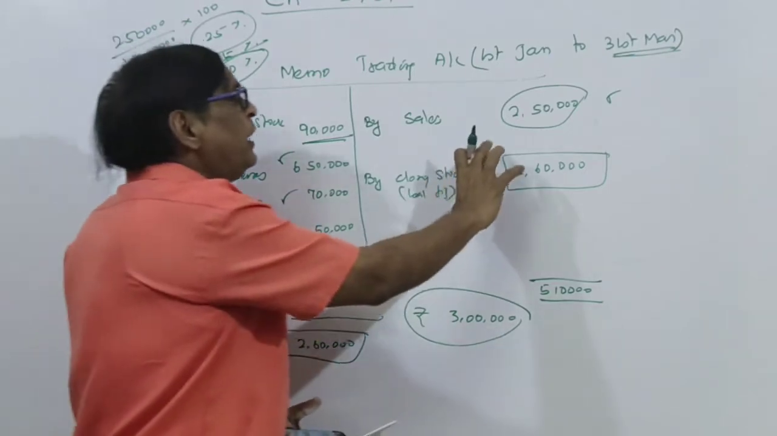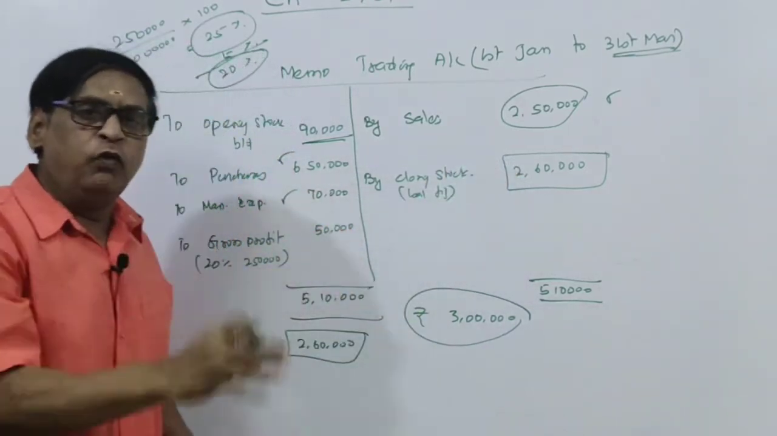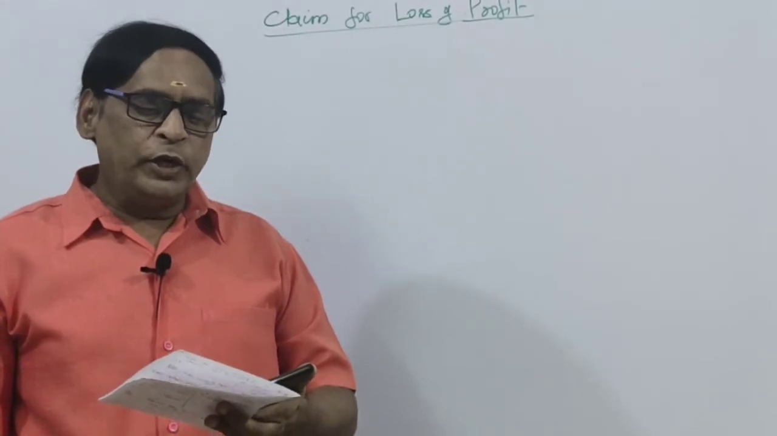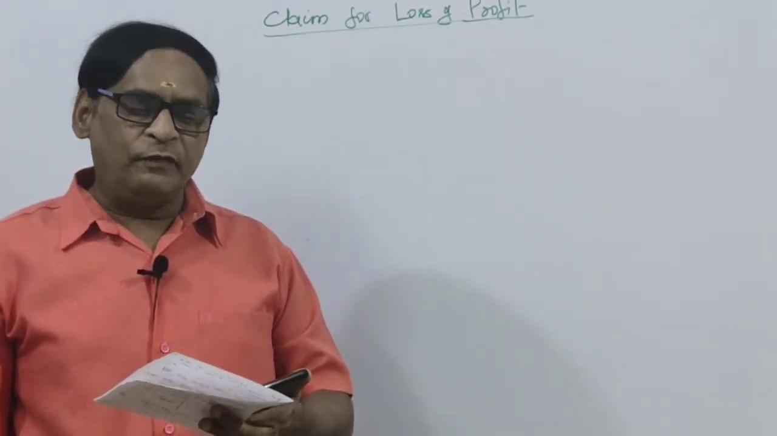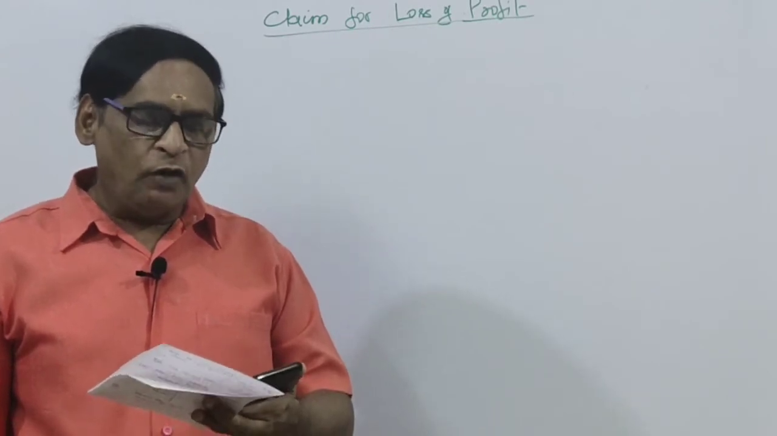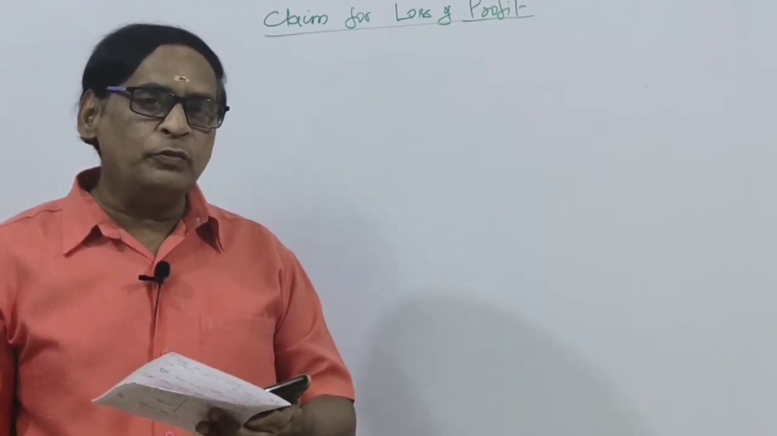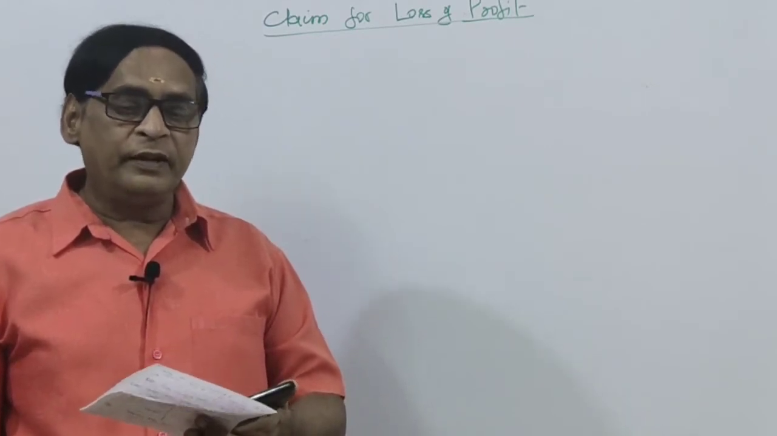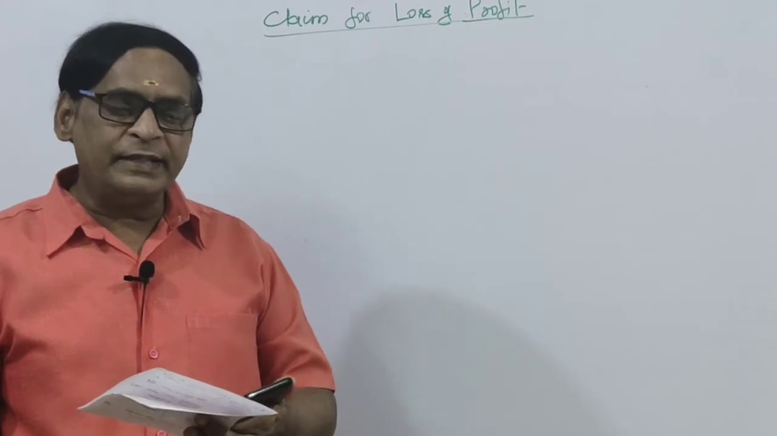So you can get 2,60,000 rupees in full from the insurance company. Now let us look into the claim for loss of profit. As far as the loss of profit is concerned, there are 4 or 5 important points that you have to bear in mind. The first: what is the date of fire, when the fire has occurred.